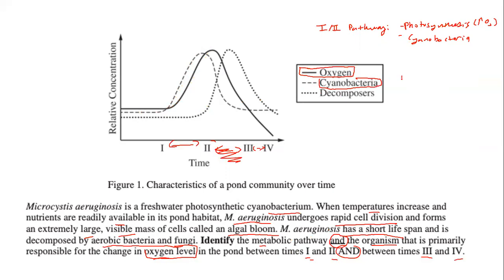Now, let's see what's going on between times 3 and 4. Between 3 and 4, it's pretty evident now that your O2 levels are declining. And as well as this, your decomposer levels skyrocketed in between here, because as your oxygen levels started to decline, slowly thereafter, all the cyanobacteria was declining. So maybe there's a lack of sunlight available or something causing photosynthesis to decline. So what's the metabolic pathway going on between 3 and 4? That would be cell respiration.